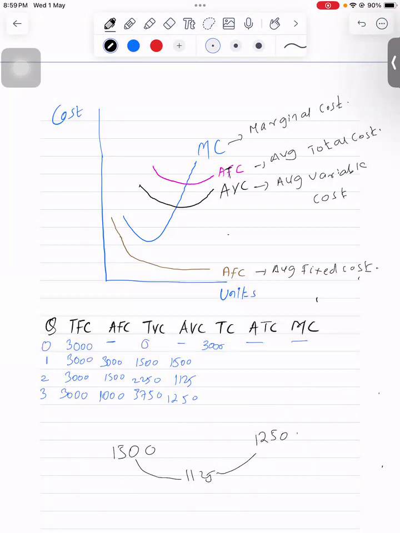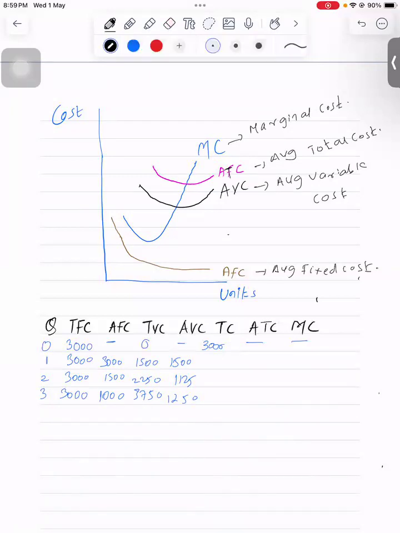Okay, look at the diagram in black color. The slope of AVC curve is in U-shape because initially from 1500, it went down till 1125 and then again from 1125, it started increasing. So the slope is in U-shape. Okay, initially going down and again it is increasing.